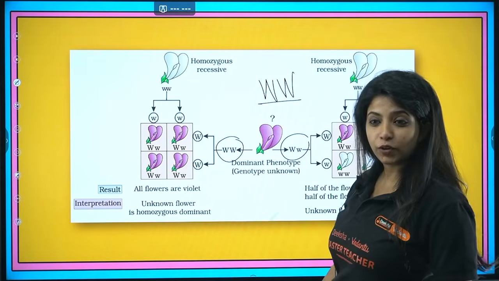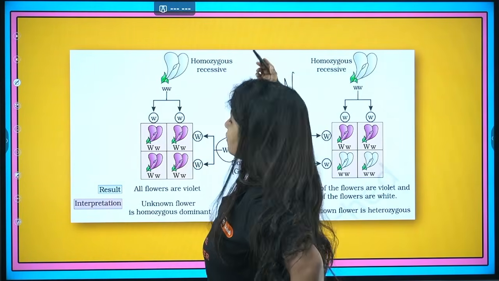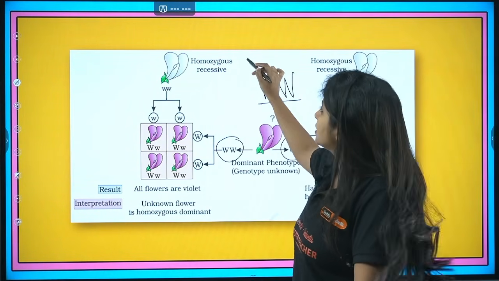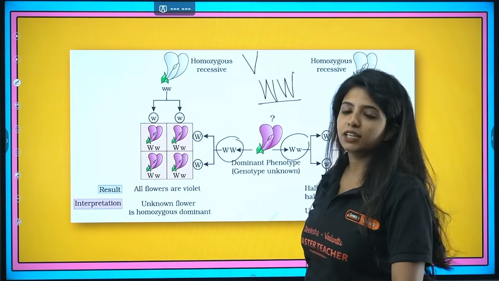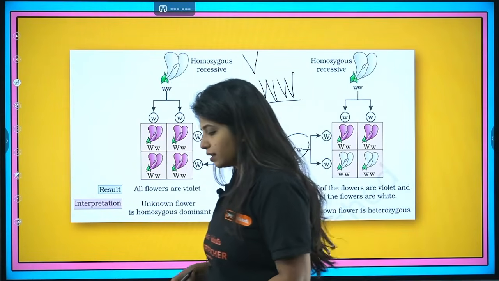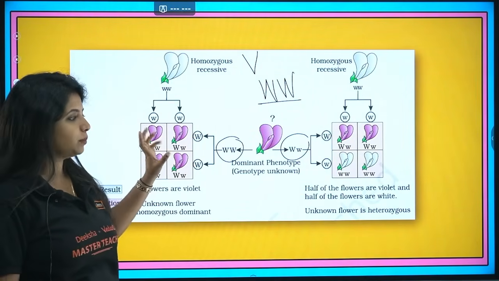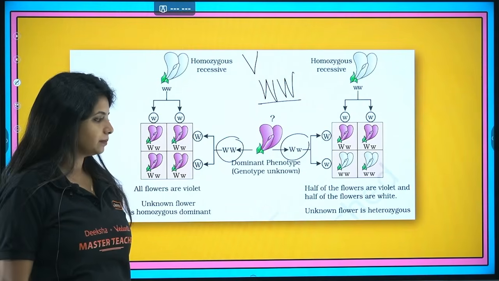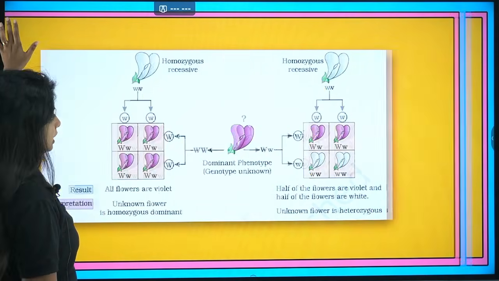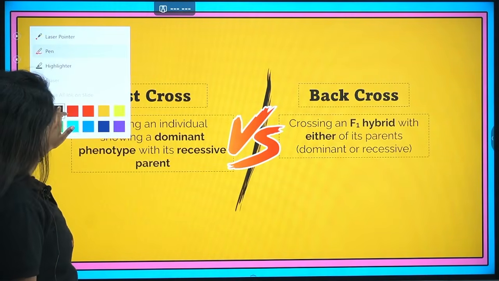This is different from what we usually assume. We always take the dominant character's letter, that is V, but over here, W has been taken. So please consider that. It's not a big issue. Capital letter means dominant character. That's all. Now, test cross versus back cross, did I explain you?